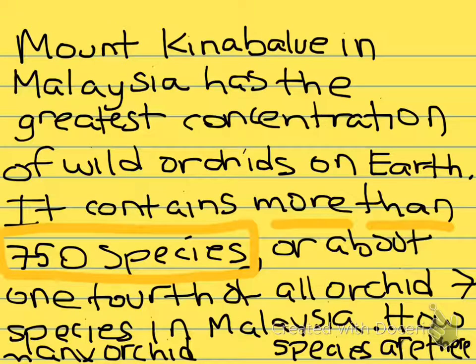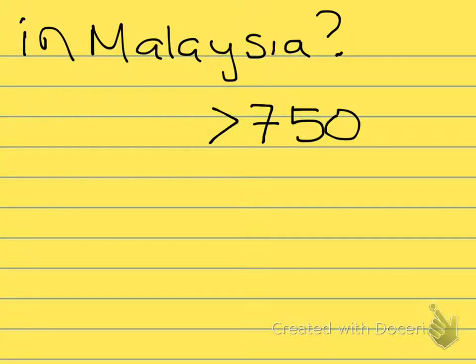If we go back to the problem, it says that's about 1/4 of all orchid species, and we don't know how many orchid species, so that's going to be our variable. But if we think of 1/4 of, that's going to give us what we multiply by our variable. Since it's an of, we know it's multiplication. We have 1/4 of the orchid species, which we don't know, so we can put as x, and that would create our inequality.